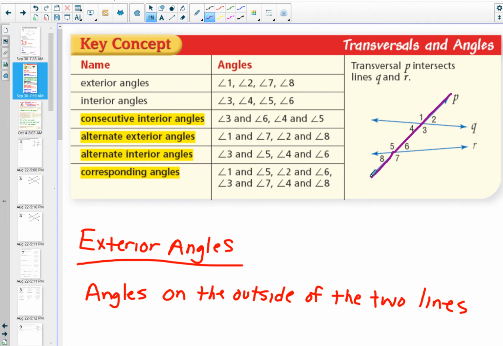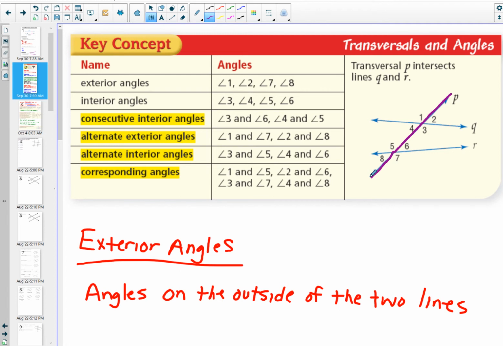Pretend it's straight. If we're looking at our alternate exterior angles, alternate meaning we're going to have one on one side and one on the other side. It's going to flip-flop. And exterior, they're going to be on the outside. So if we look at 1 and 7, they're both on the outside, and they're on alternate sides of this transversal, meaning they flip-flop with each other. Sorry, 2 and 8. Flip-flop. They're outside. Alternate interior angles. They're inside of these parallel lines, and they flip-flop. So we have 4 and 6. We have 5 and 3. Do you see how they're flip-flopping across that transversal, and they're inside of those parallel lines?